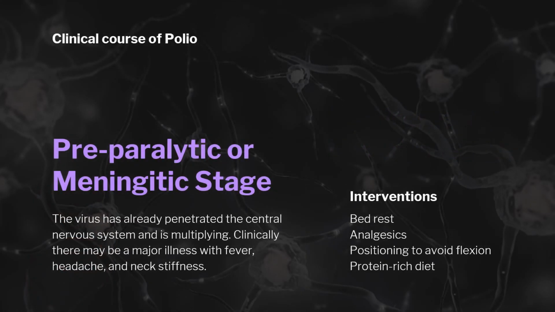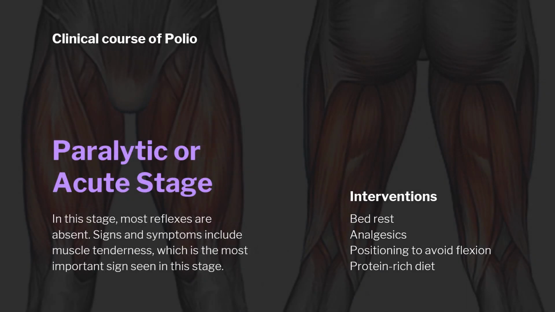In the pre-paralytic stage or the meningitic stage, the virus has already penetrated the central nervous system and is multiplying. Clinically, there may be a major illness with fever, headache, and neck stiffness. The patient is in a critical phase, so he must be rested immediately because fatigue may precipitate paralysis and may increase its severity.